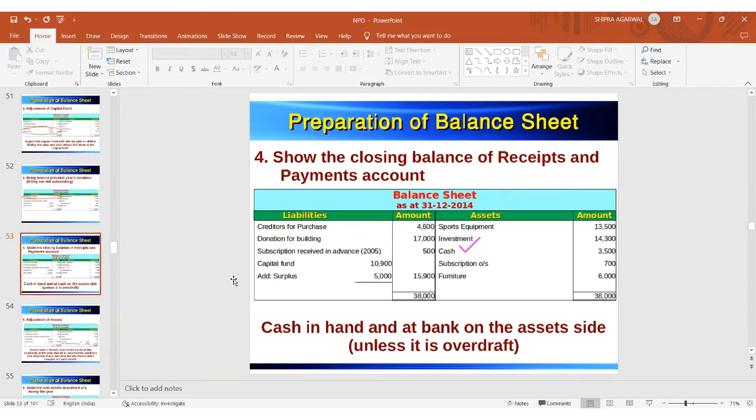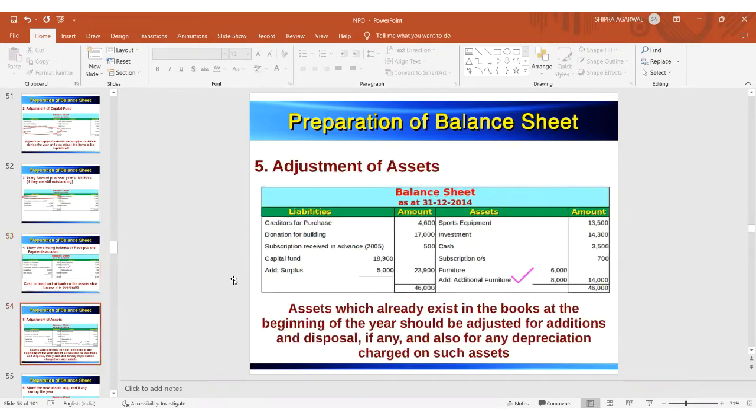Then you also need to show your closing balance of cash. That means, or you can say the closing balance of your receipts and payments account, right? So whatever is the balance, that will be shown in the form of cash on the asset side of the balance sheet. And if in case it is an overdraft for the bank, then it will be shown on the liability side. Then there can be certain adjustments related to your assets.